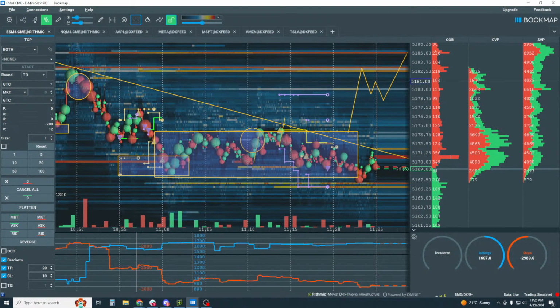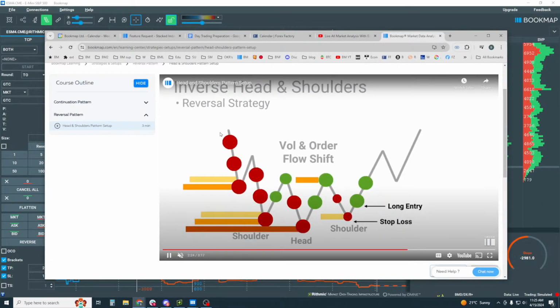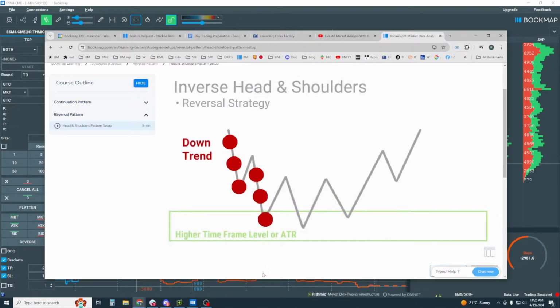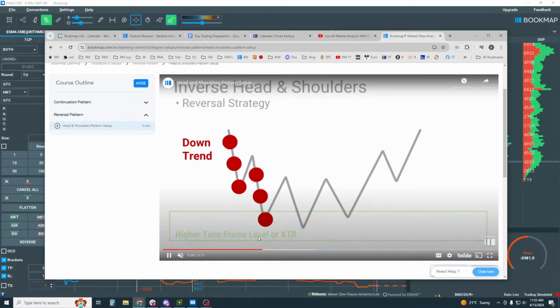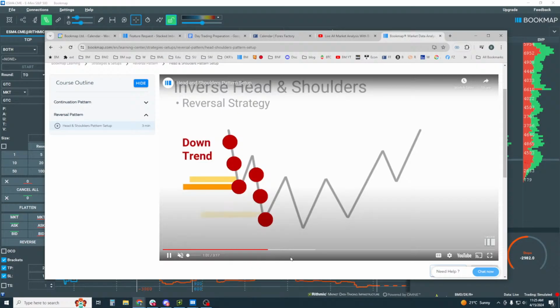Now, one of the important things in this reversal strategy that we documented is right here: you are trading into a higher time frame level or your ATR. Reversals can be really tricky, and I mentioned that in the webinar and in the video as well. So we want as much on our side as we can get, and trading into that higher time frame level and then an order flow shift and change helps us a lot.